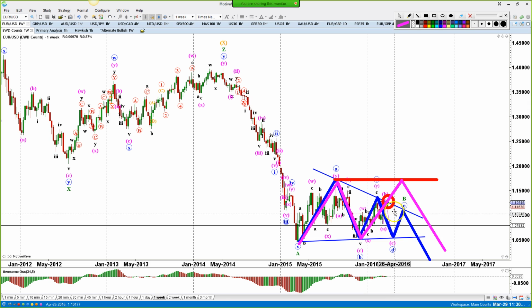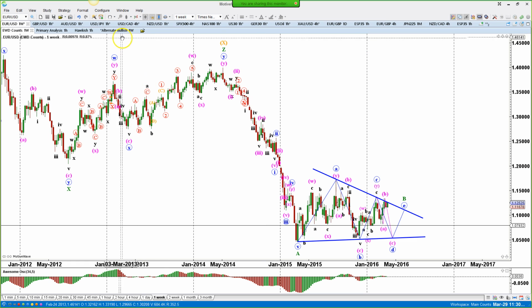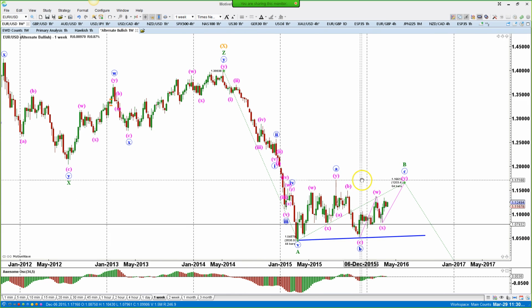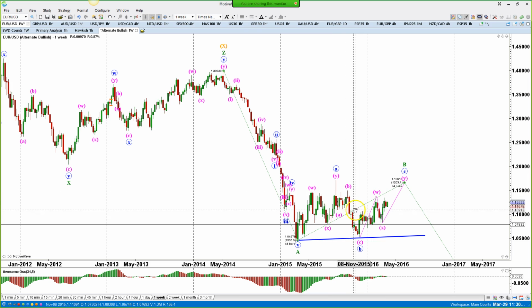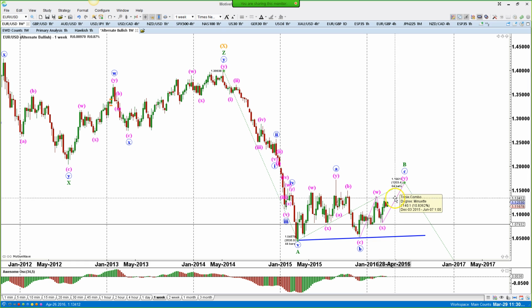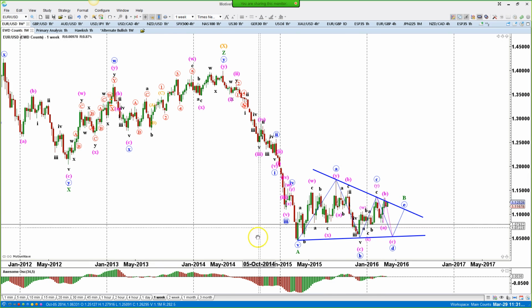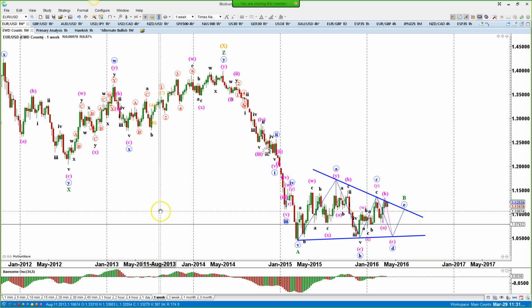But the warning will come if we have that breakout of the triangle line, and in that case we will have the activation of this wave count that will be, instead of a triangle, an Elliott wave flat. So you already know what will be the trigger to pick this wave count or the other one. But let's continue with the main one.